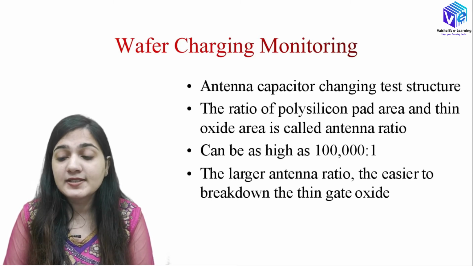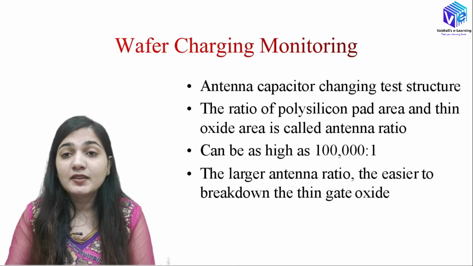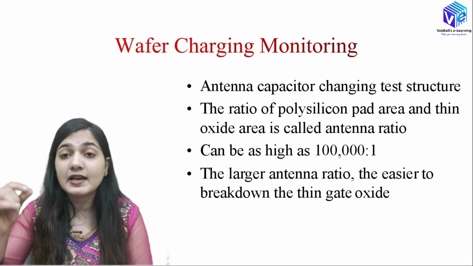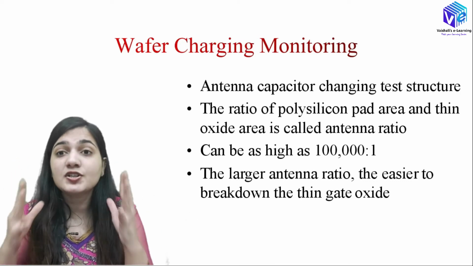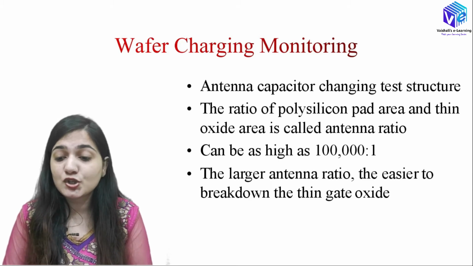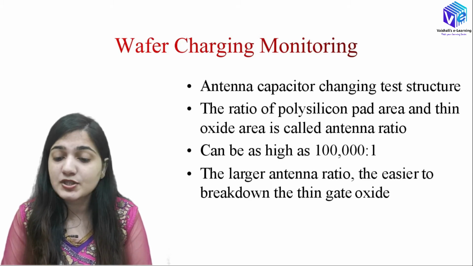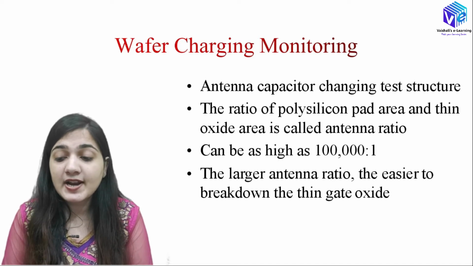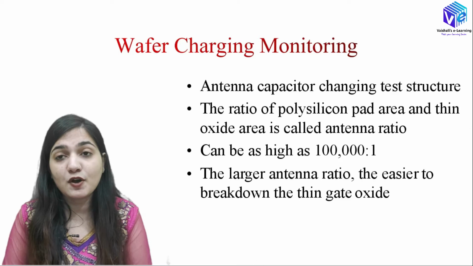Okay, so the polysilicon pad area and the very thin oxide area differ very much in their width. Now its ratio is 100,000:1, which is very high. The larger the antenna ratio, the easier it is to break down the thin gate oxide.